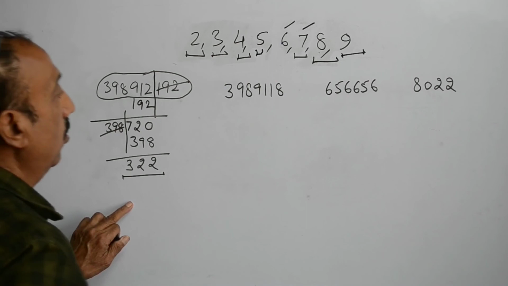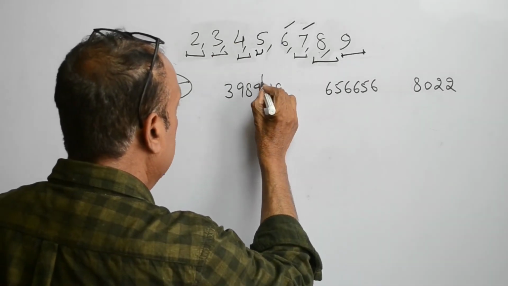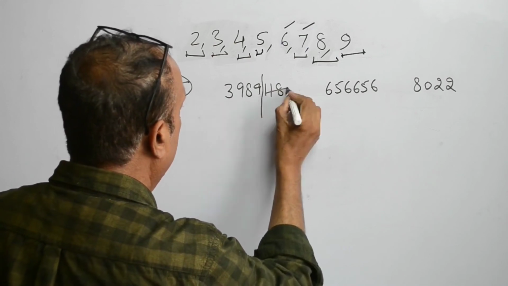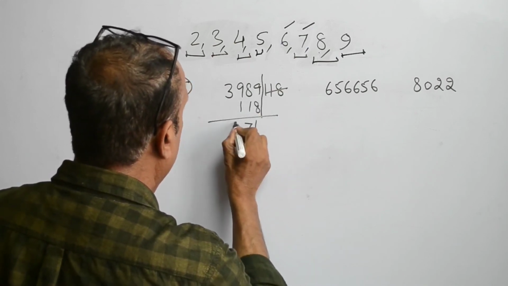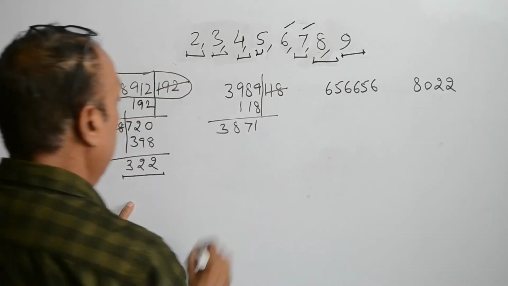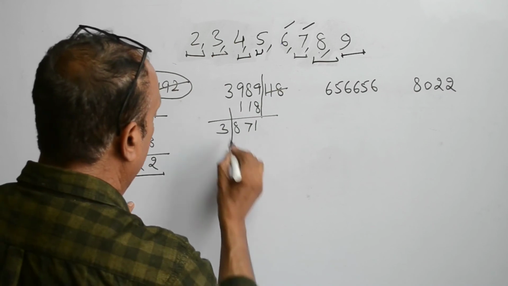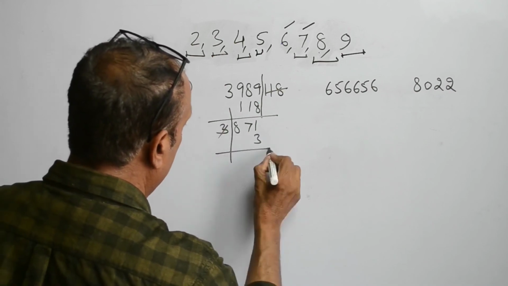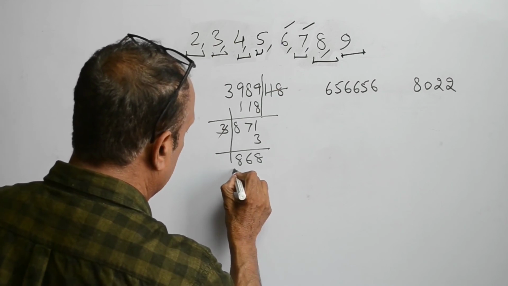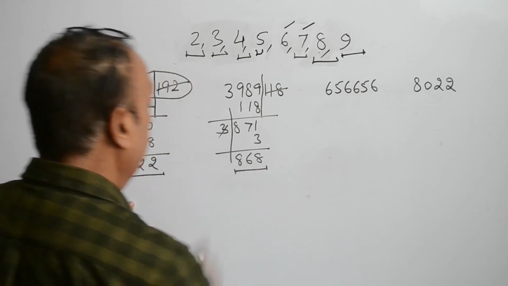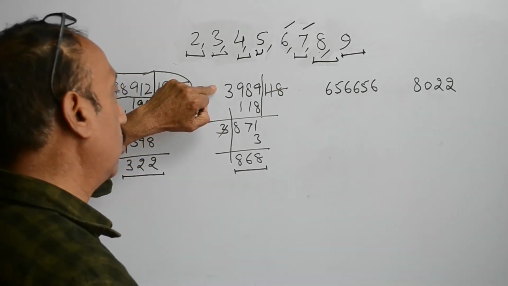Now let us come to this problem. Separate out last 3 digits. From the bigger number, subtract the smaller number. So 871, 3. Repeat the process. From 871, subtract 3. So it is 868. If this 3-digit number is divisible by 7, then this 7-digit number will also be divisible by 7.